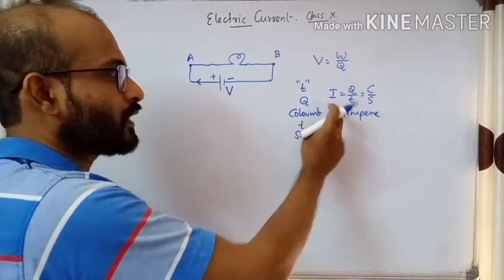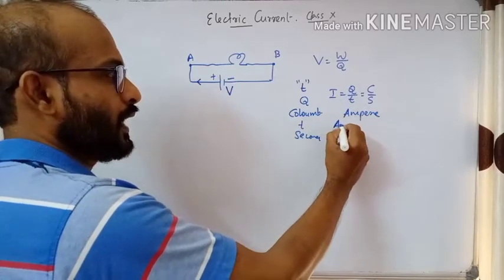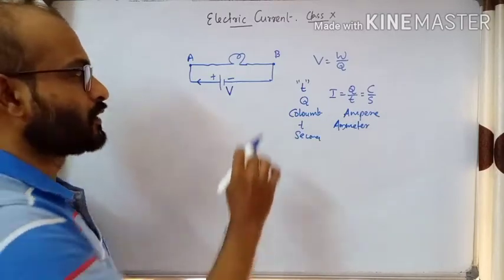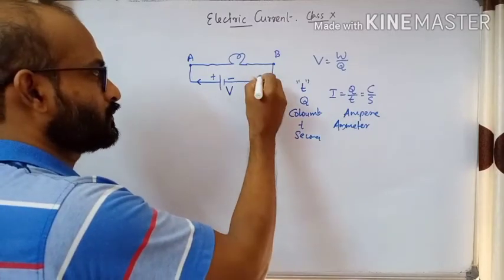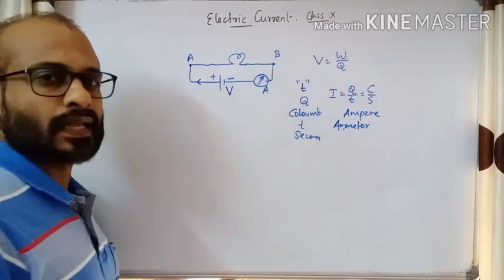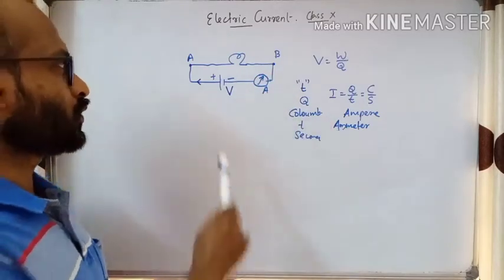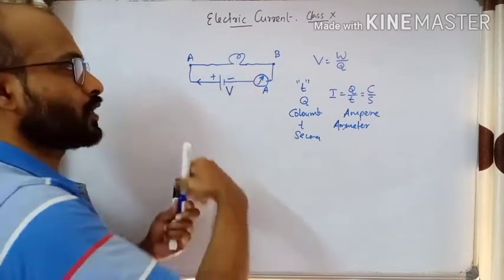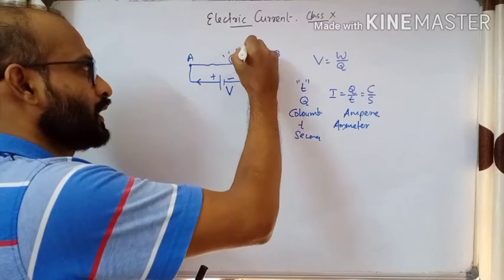To measure the current, we use a device called an ammeter. Ammeter is a device used to measure electric current. So we can connect an ammeter here to measure the electric current. This is the ammeter which is used to measure the electric current. So through this wire, the bulb is getting electric current, so the bulb will start to glow. It will start to give light.